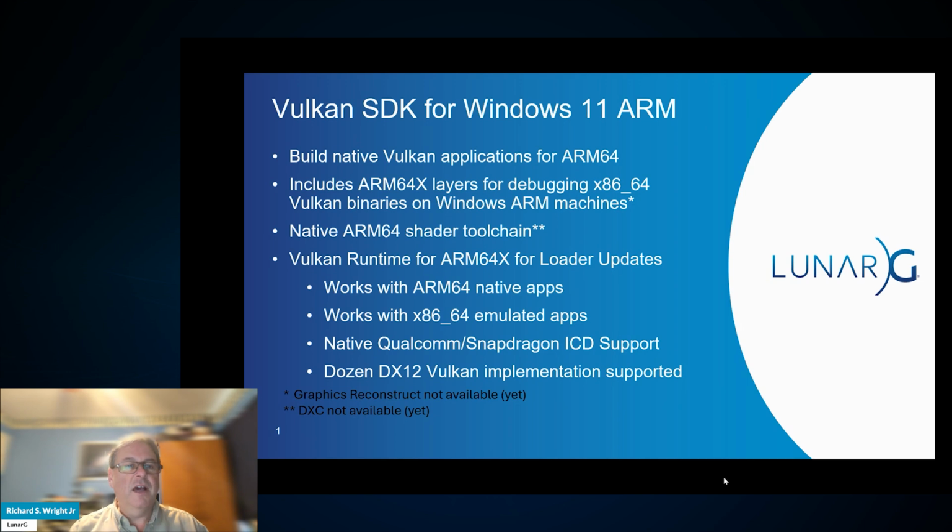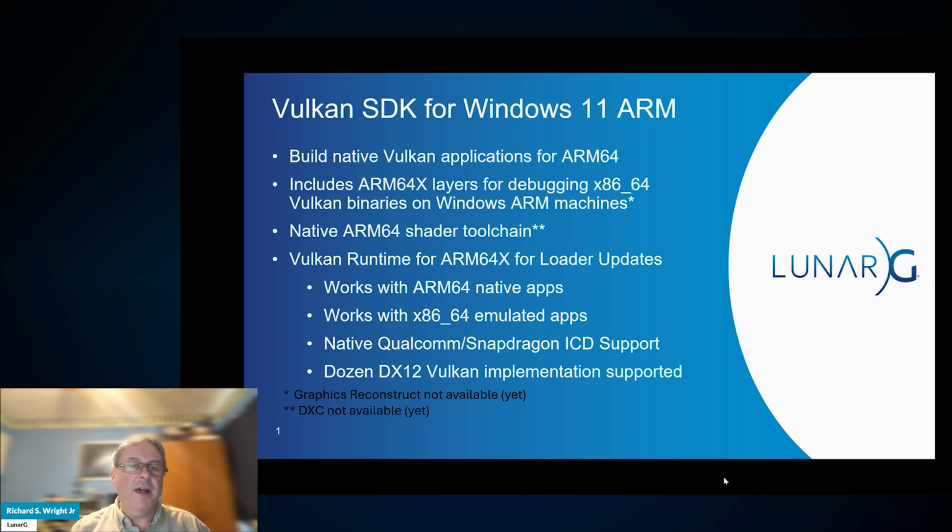You can grab it right now. It includes both ARM64X and ARM64 binaries as part of the SDK. The native Vulkan loader is ARM64X. It comes with Windows. We also have a runtime installer so you can update the loader. It's also an ARM64X library. ARM64X means it's a native ARM64 instruction set, but it has an x86-64 compatible interface.